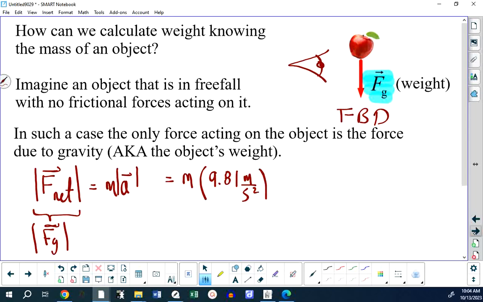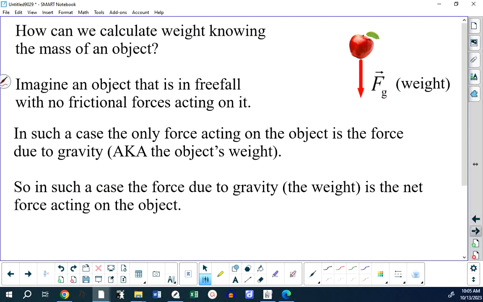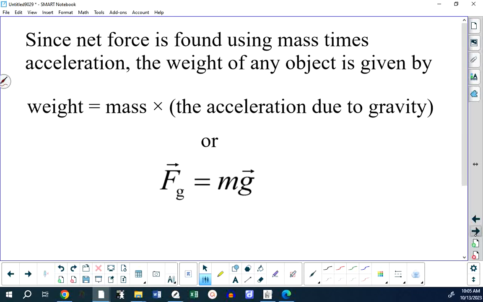And what that means is if you take the mass of an object times 9.81, you will get its weight, even if the apple is being held in your hand. So the force of gravity is the net force, which means to find weight you take the mass times the acceleration due to gravity, but we use g. We do not use a in our weight formula. There's a reason for that.